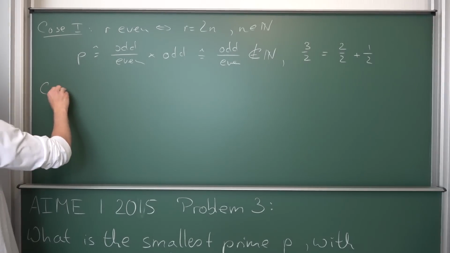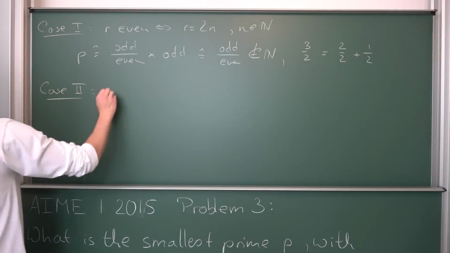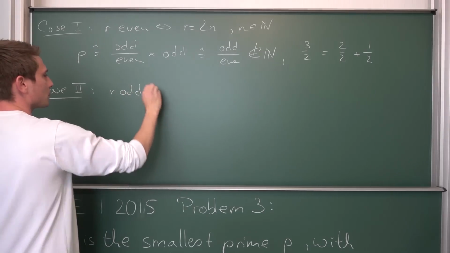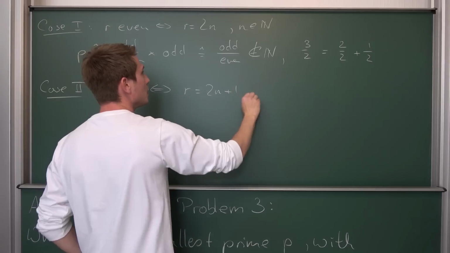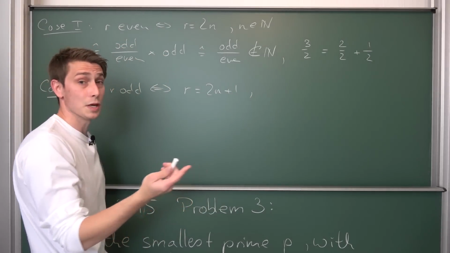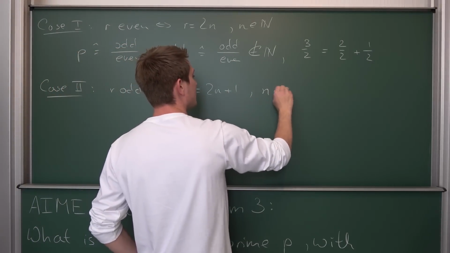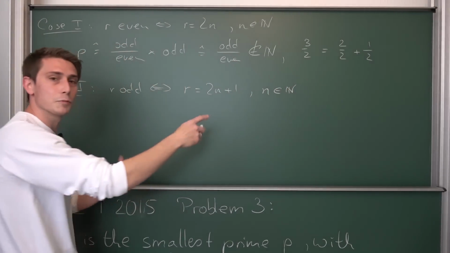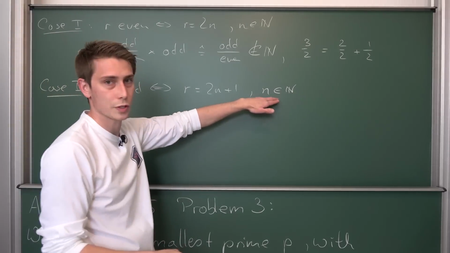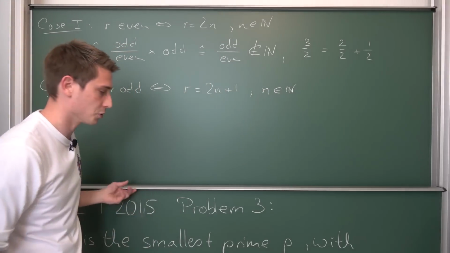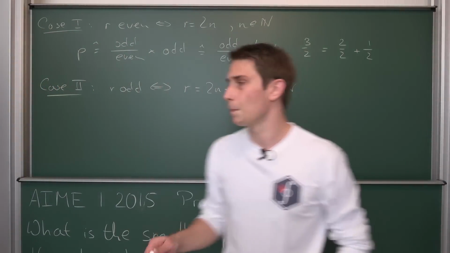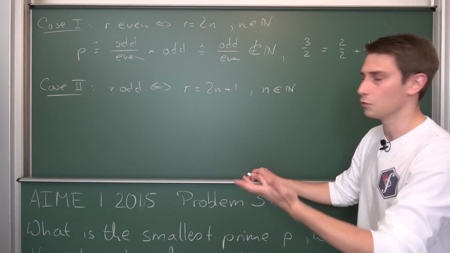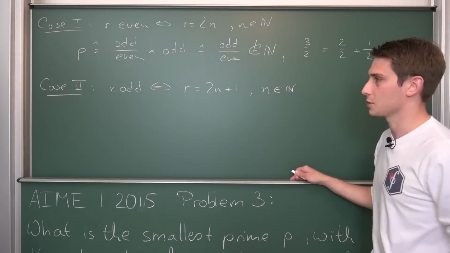Case number 2. r is odd. And that's equivalent to saying that r is of the form 2n plus 1 or 2n minus 1, really doesn't matter, it's the same thing, where n is an element of n. If you do 2n minus 1, you need to place some more restrictions on your n, because positive integers implies it's without 0 and without -1 in this case. Just as a little side note.